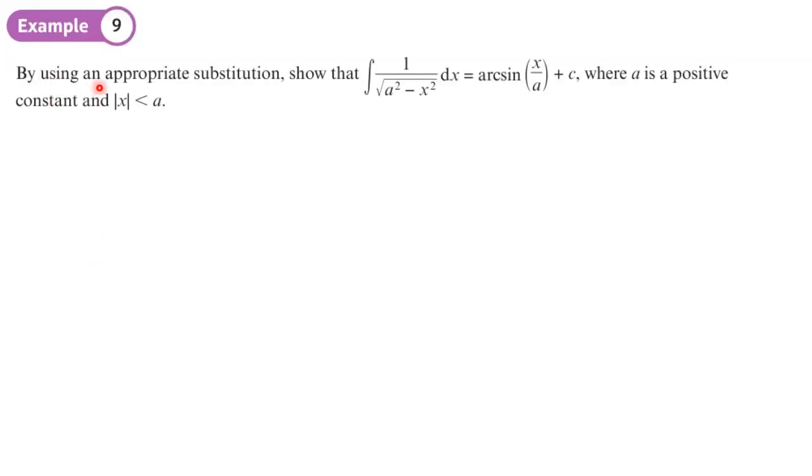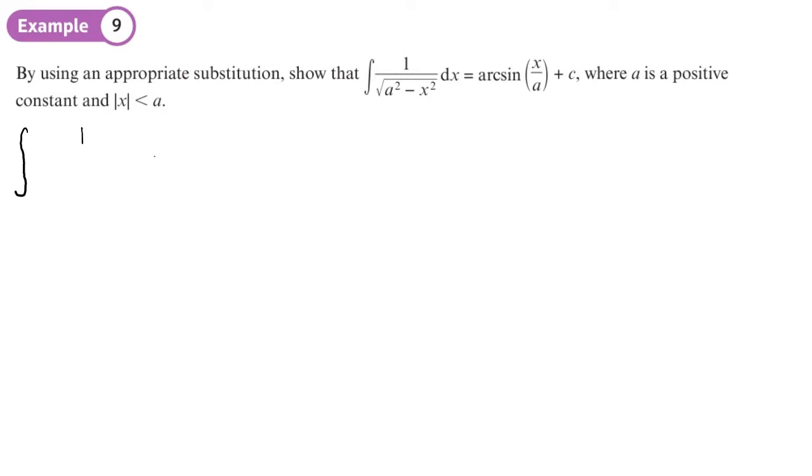Okay, so by using appropriate substitution, show that this integrates to arc sine x over a plus c, where a is a constant. Now you'll notice in all of the results that we had for differentiation, this was the number 1. So we want to make that the number 1. It was either 1 minus x squared for arc sine and arc cos, or 1 plus x squared for arc tan.